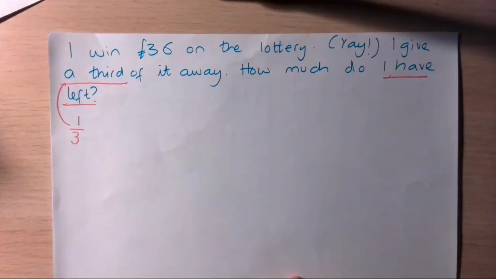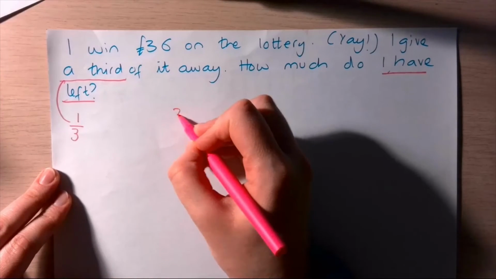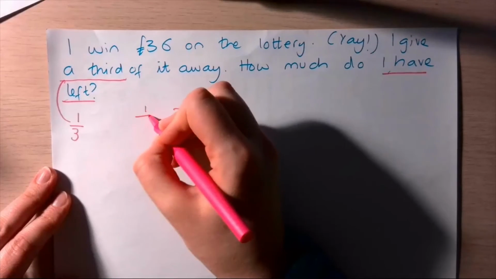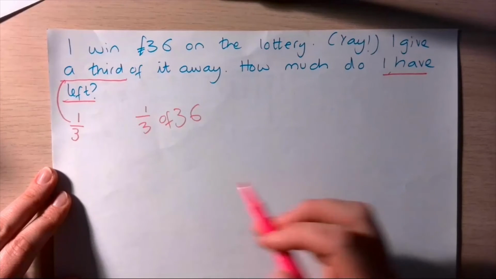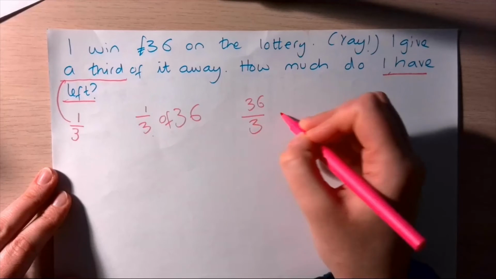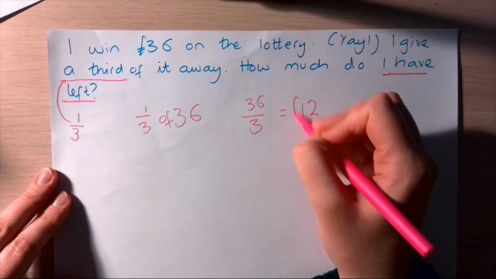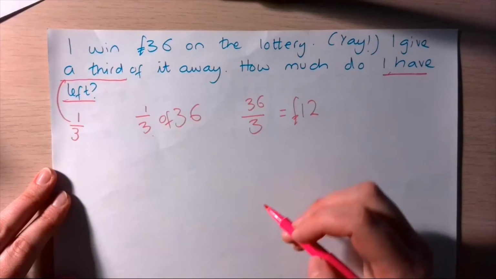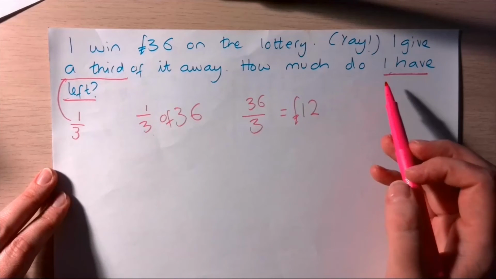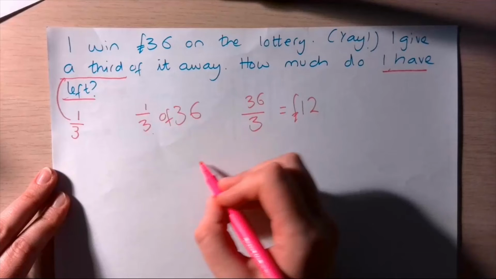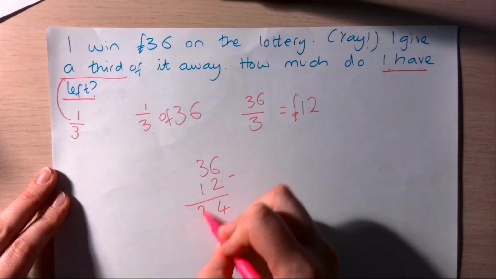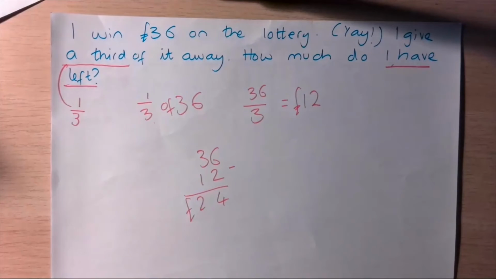Okay, that's important. So if we've got £36 that I've won, and I want to find out what a third of that is so I can give it away, I'm finding a third of 36, which is found by doing 36 divided by 3, which is 12. £12 is what I'm giving away. But remember the question says how much do I have left? My answer is actually going to be 36 subtract 12, which should be £24 that I've got left. Okay, that's that one done.